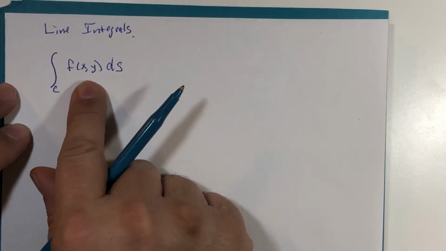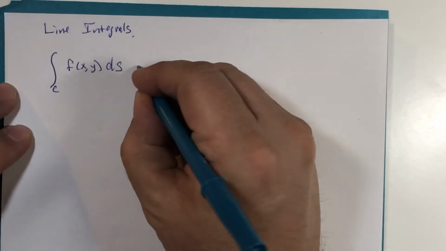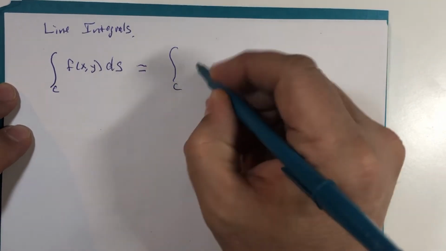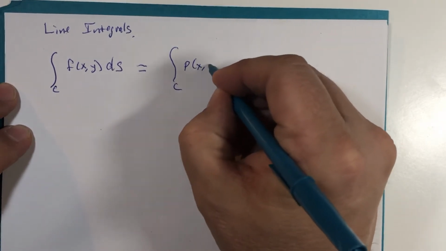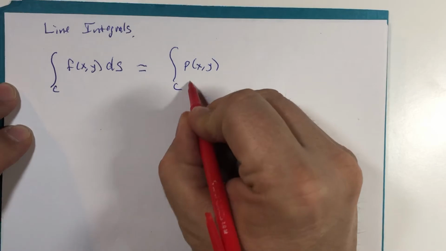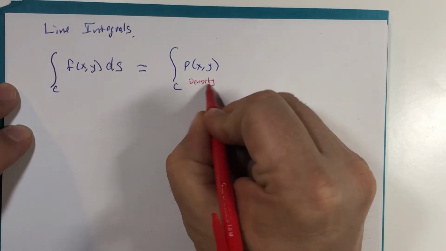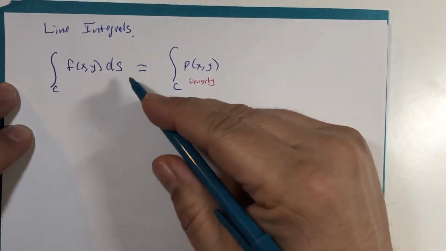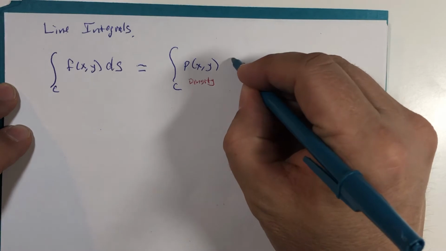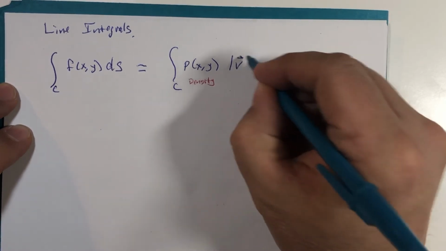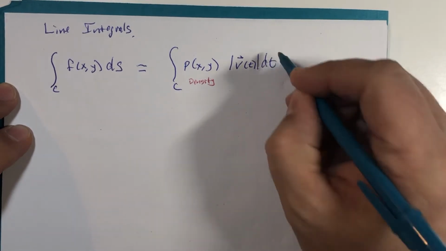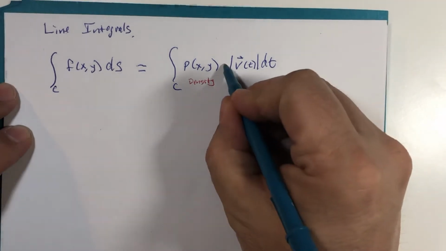And this function can have multiple purposes, but we're going to let the function represent density. So the way we'll treat this as a formula, we'll have a density function rho of x y or rho of x y z, and then ds is the same as the magnitude of the velocity of the curve or line dt. This is a multiplication here.